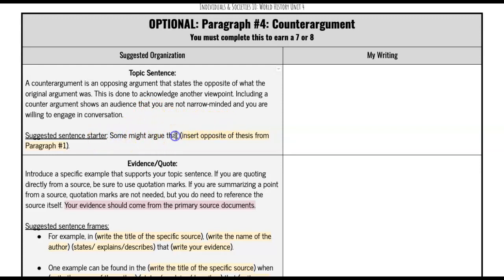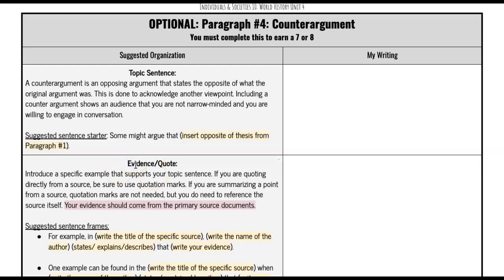Some might argue that, and you would insert the opposite of your thesis from paragraph 1. So if you argued that revolutions are more positive in your thesis, in your counter argument, I should see some might argue that revolutions are all negative, or whatever. Whatever the opposite is, you put that here.